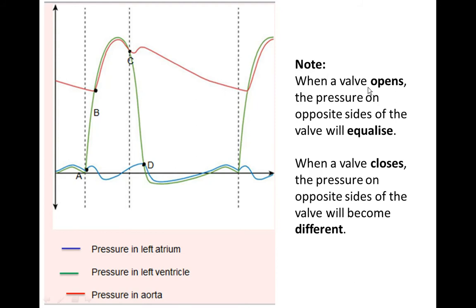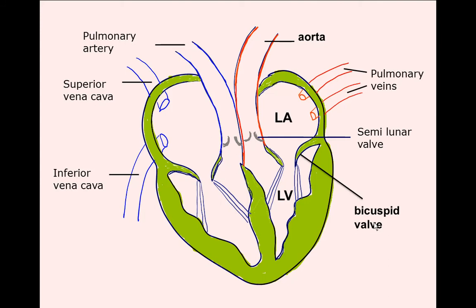When a valve opens, the pressure on opposite sides of the valve will equalize. When a valve closes, the pressure on opposite sides of the valve will become different. What do we mean by this? Let's take a look at the diagram of the heart.